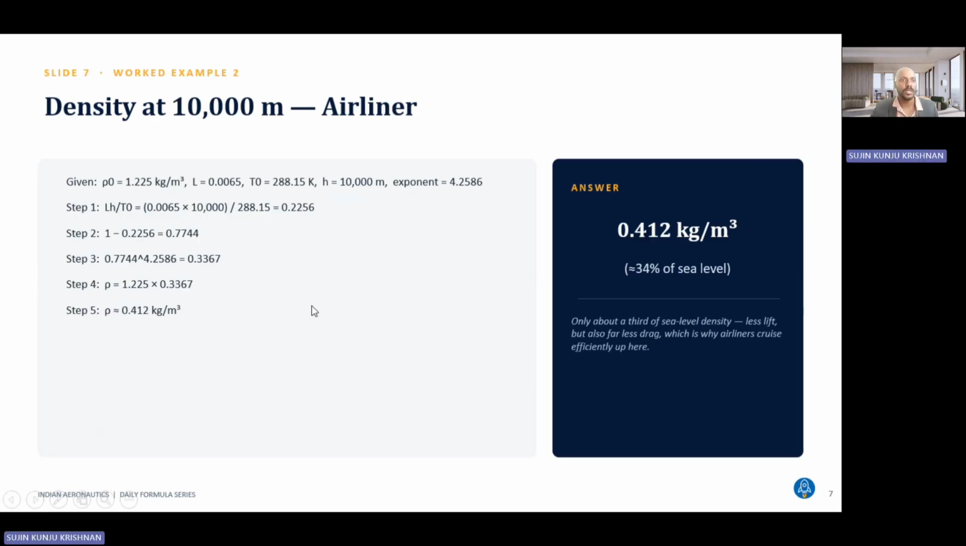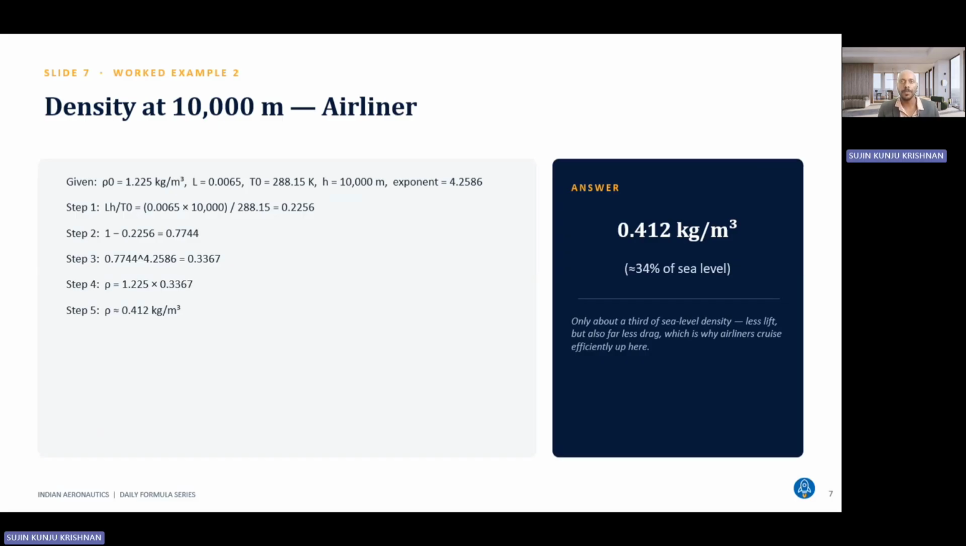Now let's move to the next worked example. Find the air density at 10,000 meters, airliner cruise. Same steps from day 2. We already know the inner bracket: 1 minus LH over T0 equals 0.774. Raise 0.774 to the power 4.2586. That gives approximately 0.3367.